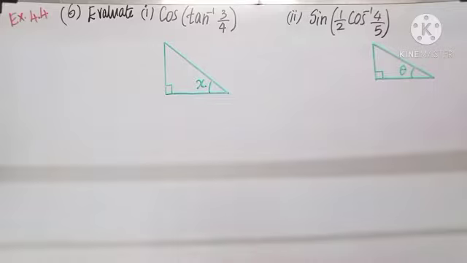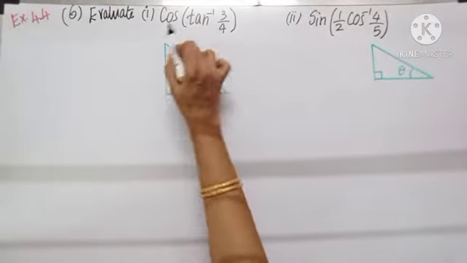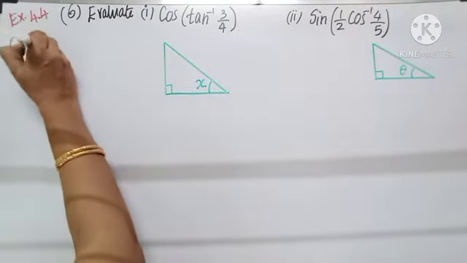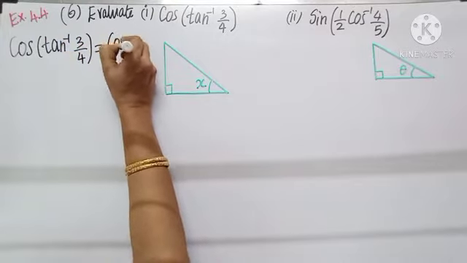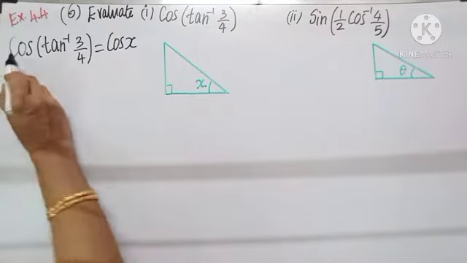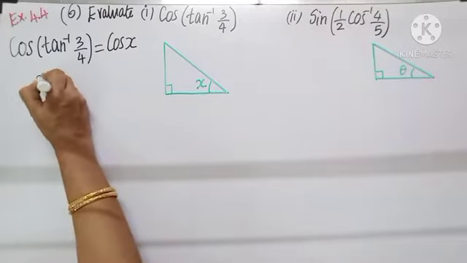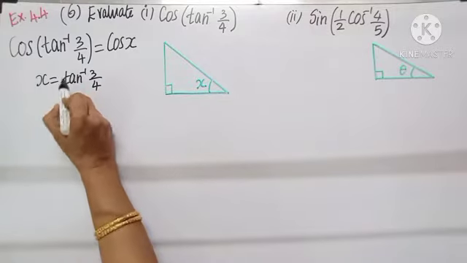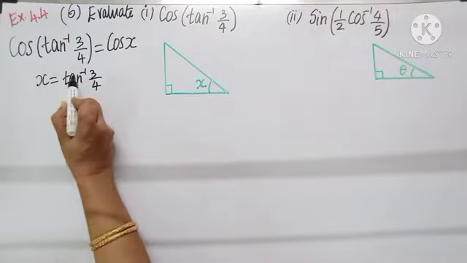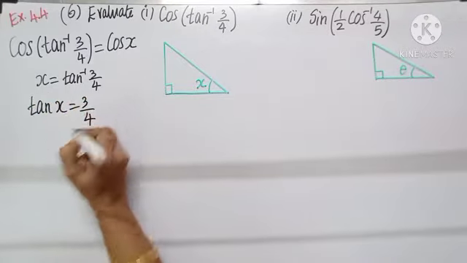Question number 6. Evaluate cos of tan inverse 3 by 4. When the question is cos tan inverse, so many combinations. Take what is inside the bracket as some x or theta or y. So I am taking cos x. Cos tan inverse 3 by 4, I have taken as x. So let us write that x is equal to tan inverse 3 by 4. When tan inverse is taken to the left, tan inverse will go as tan x. Tan x is equal to 3 by 4.